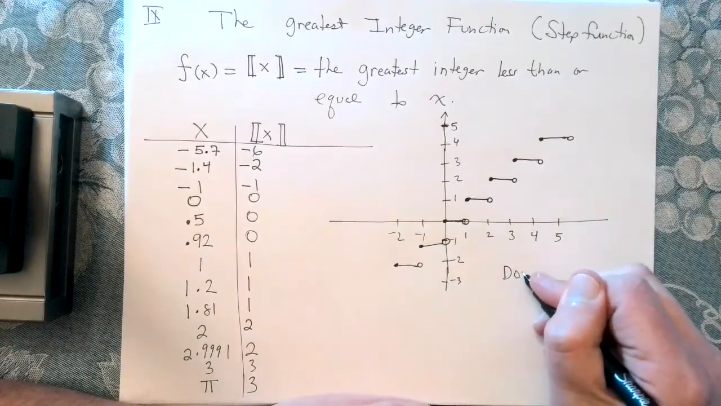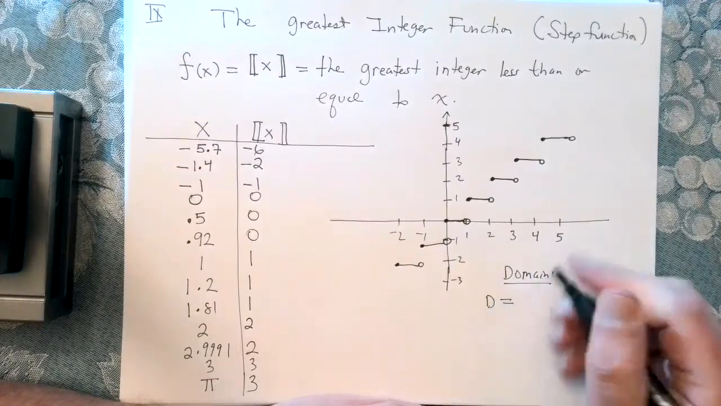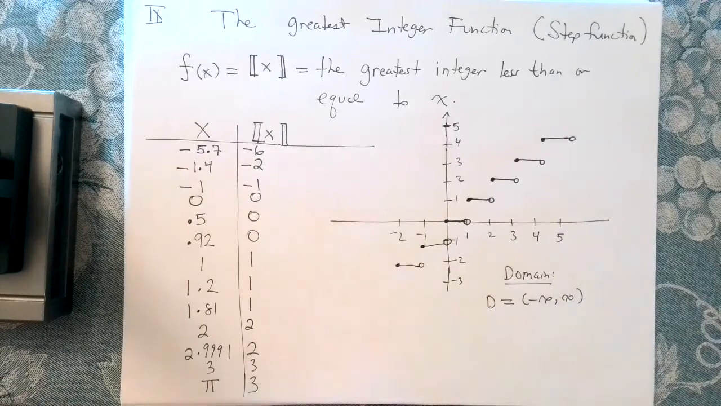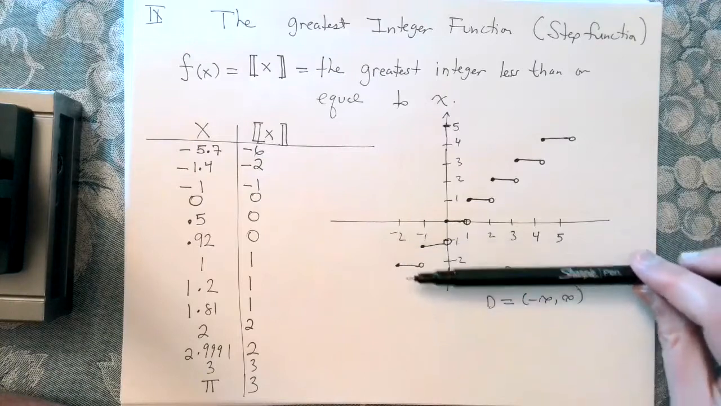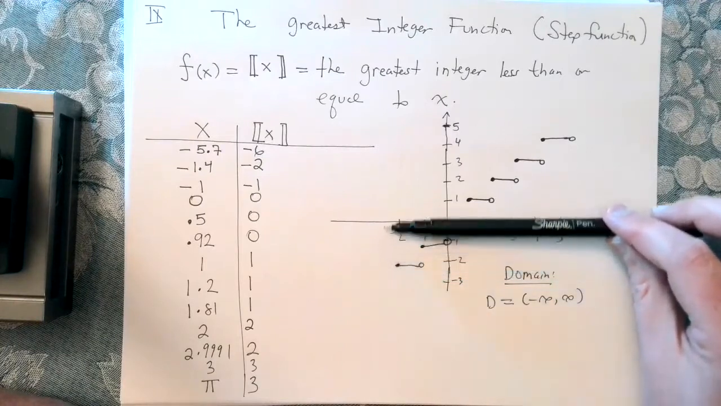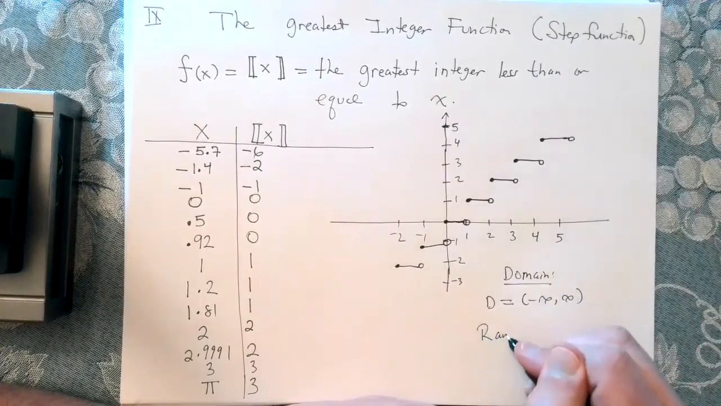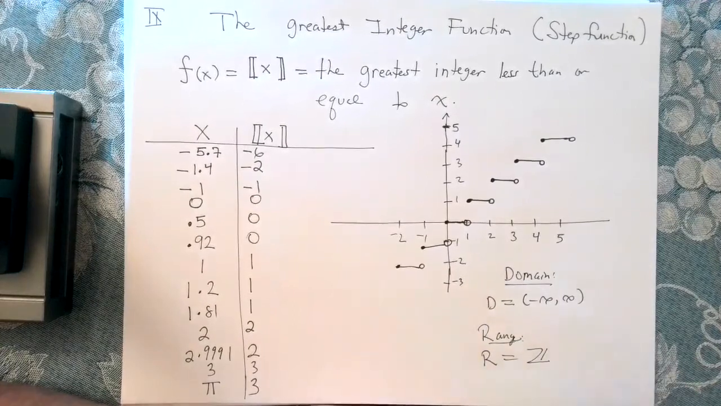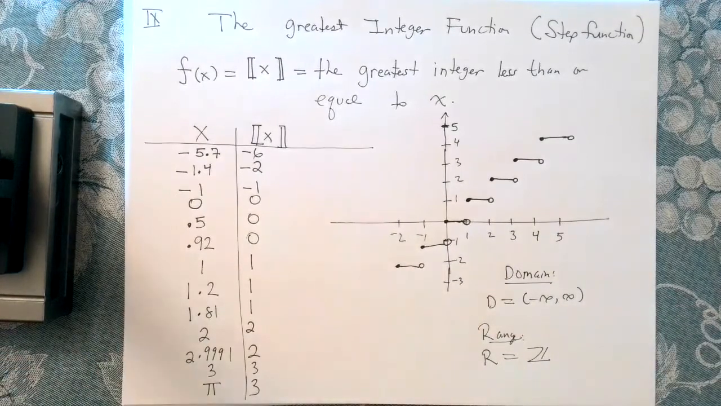Domain is all real numbers. What about the range? What am I outputting? Do I output any number between here? It looks like I'm only outputting integers. So the range is actually the set of integers. And that is a classic step function.